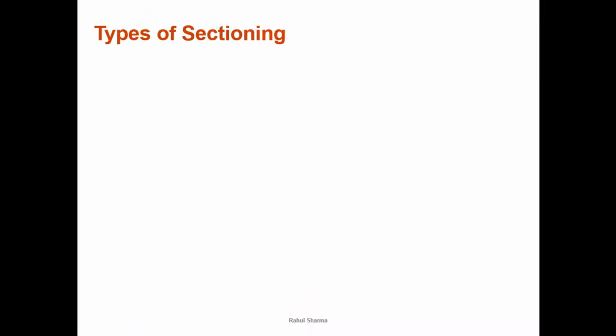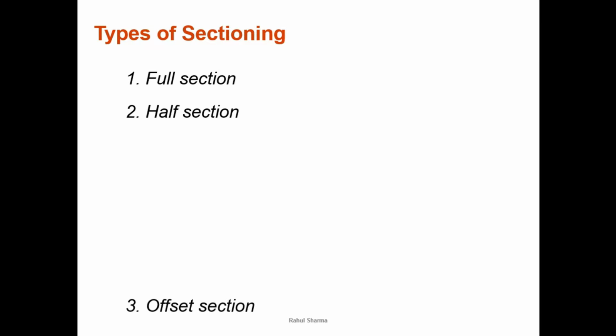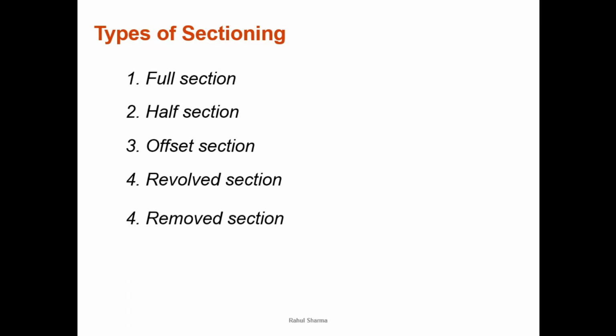Now we will see the next part, that is the types of sectioning. We have various types of sectioning. Mainly the most commonly used are full sectioning, half sectioning, offset sectioning, revolved and removed sectioning. In our syllabus we have only full, half and offset, so we will go into detail for these only. So let's see the full sectioning.